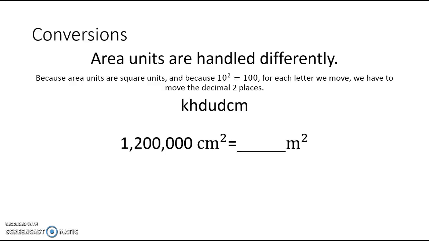We want to convert 1,200,000 square centimeters into square meters. Now we're going from centi, the C, to M, the U for units. And that takes 1, 2 moves. But remember, these are area units. So when we move our decimal, we have to move the decimal 2 places for each letter. Here's our 1,200,000, and we move the decimal 1, 2, 3, 4 spaces to the left. And our answer is 120 square meters.